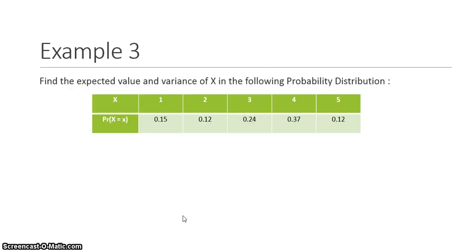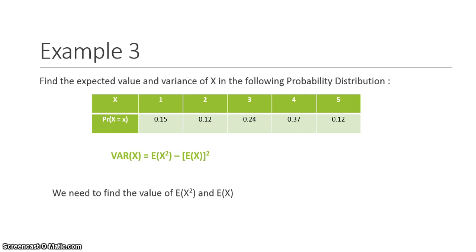To illustrate, let's look at this example. In this example, we are meant to find both the expected value and the variance of x in the following probability distribution. So how do we go about this? We know we need to use this formula. Var(x) is equal to the expected value of x squared minus the expected value of x, the whole thing squared. So we need to find both of these values first. We need to find the expected value of x squared and the expected value of x. When we have both of these values, we need to sub both of these values into the formula. So this is how we go about it.